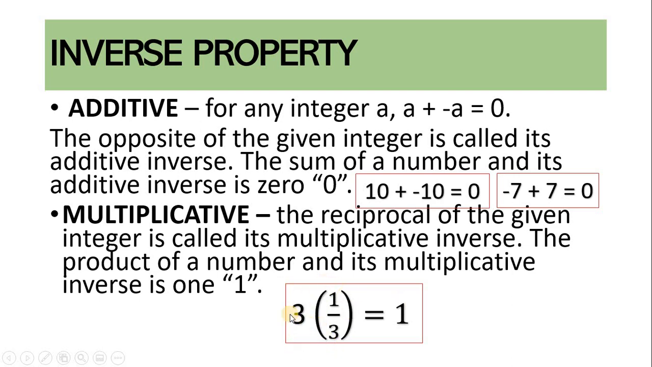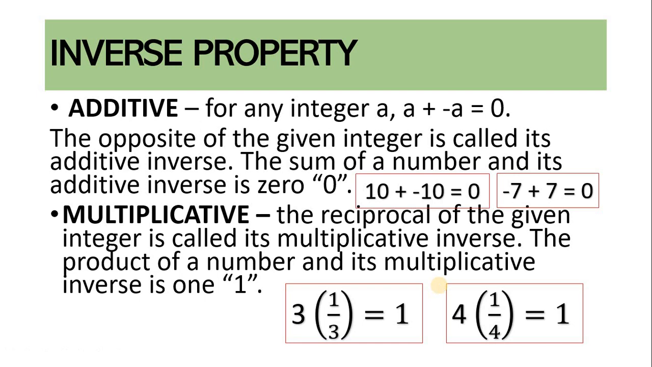Kumbaga, binaliktad natin, diba? In a sense kasi kapag whole number, laging may over 1, diba? May denominator na 1. So, 3 over 1, when we get its multiplicative inverse, that would be 1/3. And when we multiply them, the product is always 1. Another, 4 times 1/4. The product is still 1. Another example for 3/4 times 4/3. Diba? When we multiply them, since they are multiplicative inverse, the product is still 1.